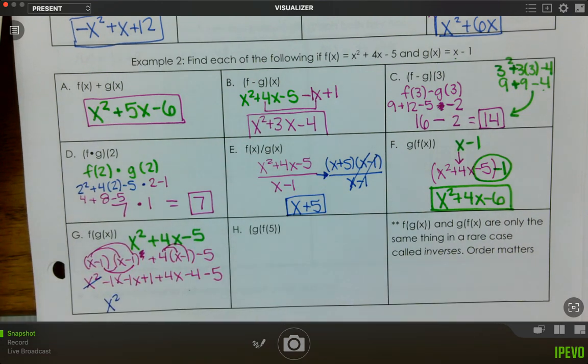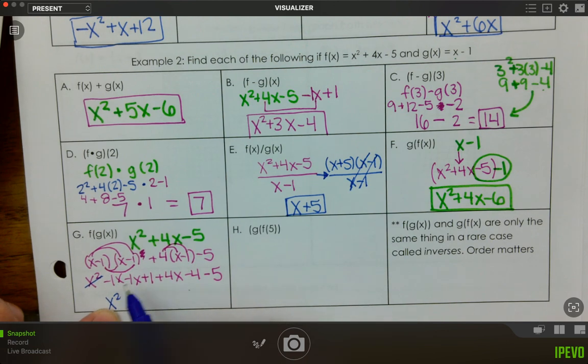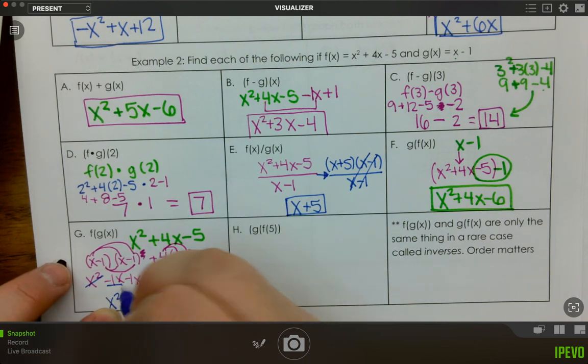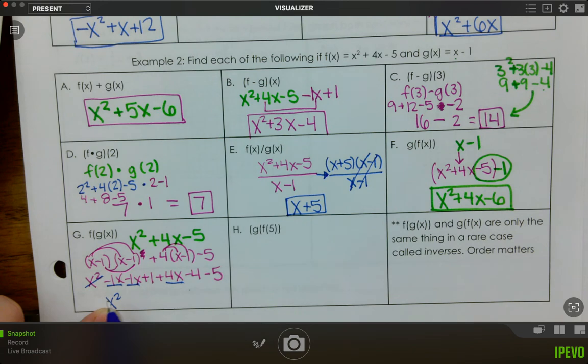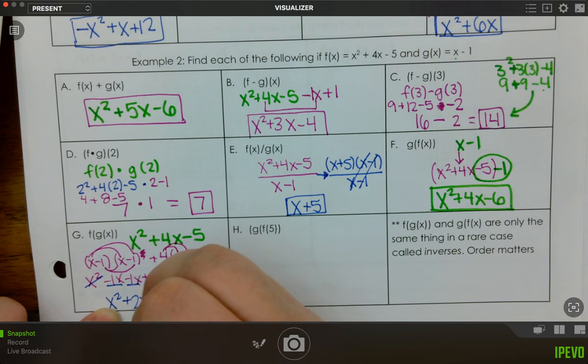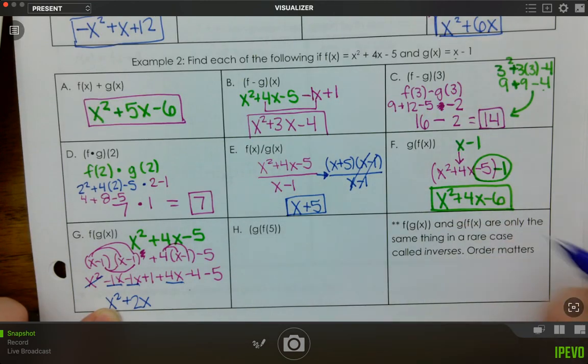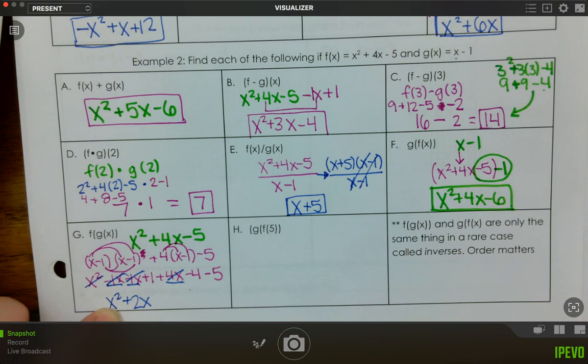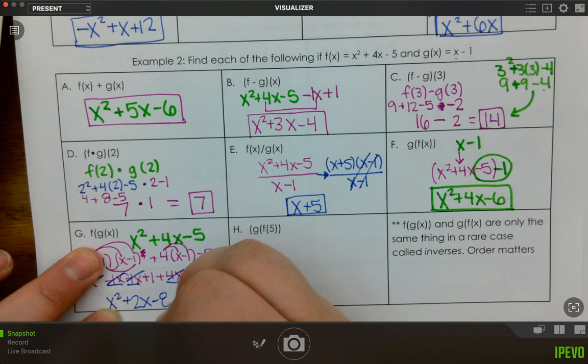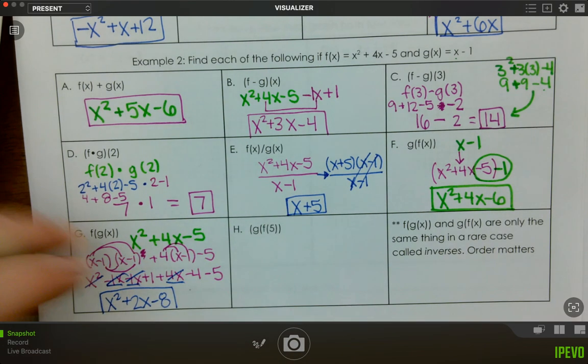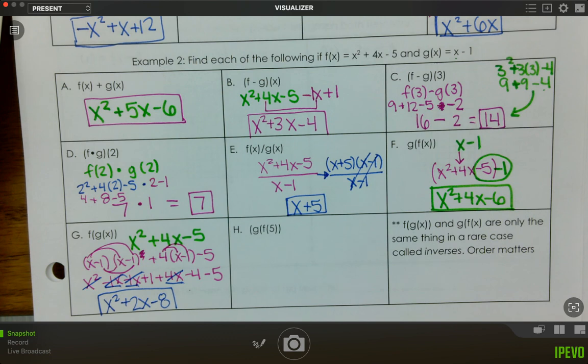If there are a lot of terms, you can cross it out as you go. And then I have negative 1 plus negative 1 plus 4. Those are all of my x's. So negative 1 plus negative 1 is negative 2. And negative 2 plus 4 is positive 2x. And then 1 minus 4 is negative 3. Negative 3 minus 5 is negative 8. And there you go. Survived it.